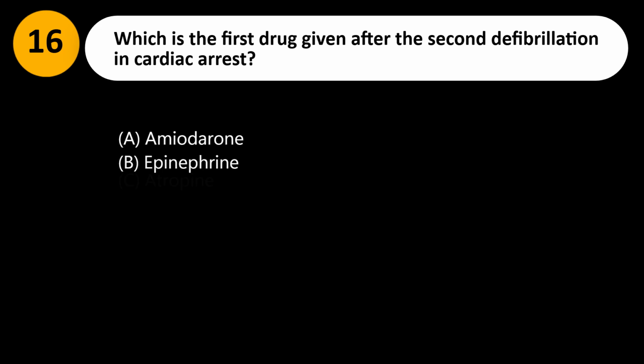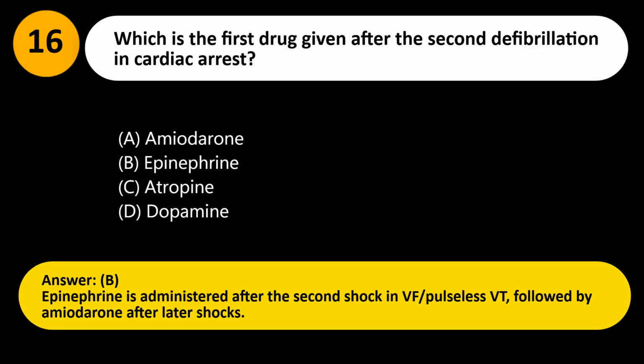Which is the first drug given after the second defibrillation in cardiac arrest? A. Amiodarone. B. Epinephrine. C. Atropine. D. Dopamine. Answer, B. Epinephrine is administered after the second shock in VF/pulseless VT, followed by amiodarone after later shocks.